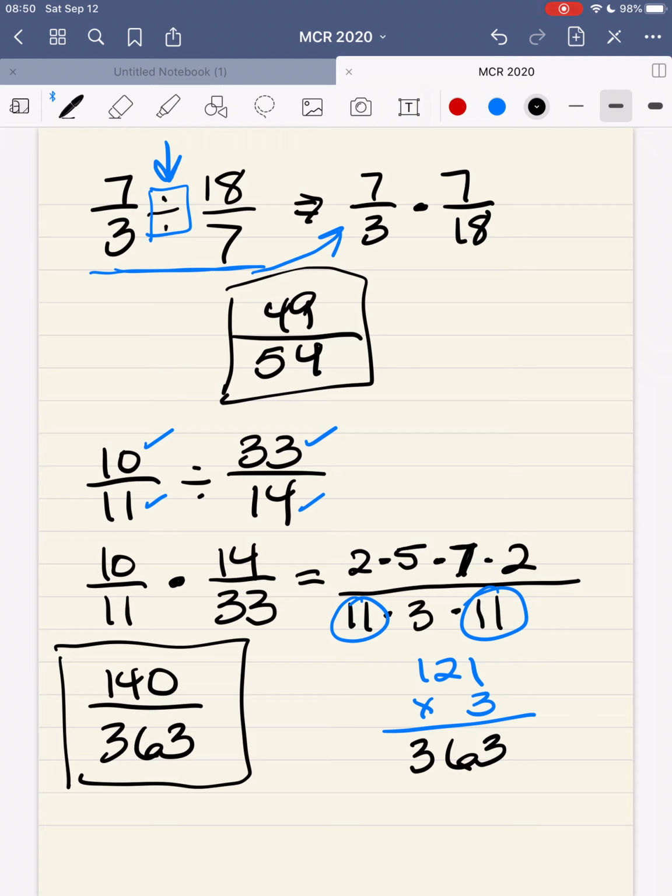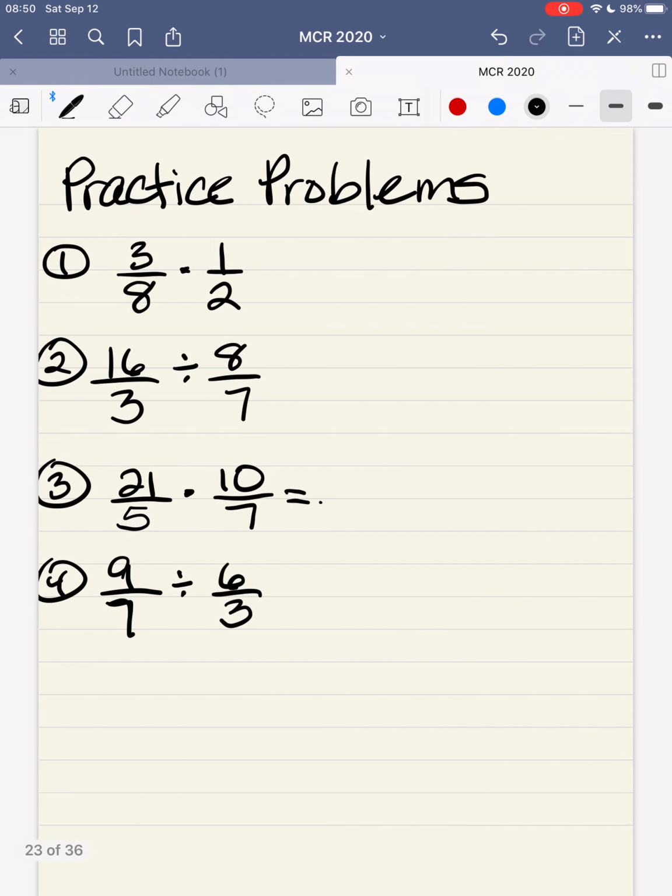I can't do anything else with it. It is what it is. It's always good to try to, when their numbers are bigger, to break it down so that you know that there's nothing you can simplify, so you don't get to this form here and go, oh, I don't want to tackle that. Okay. Here are some practice problems here.